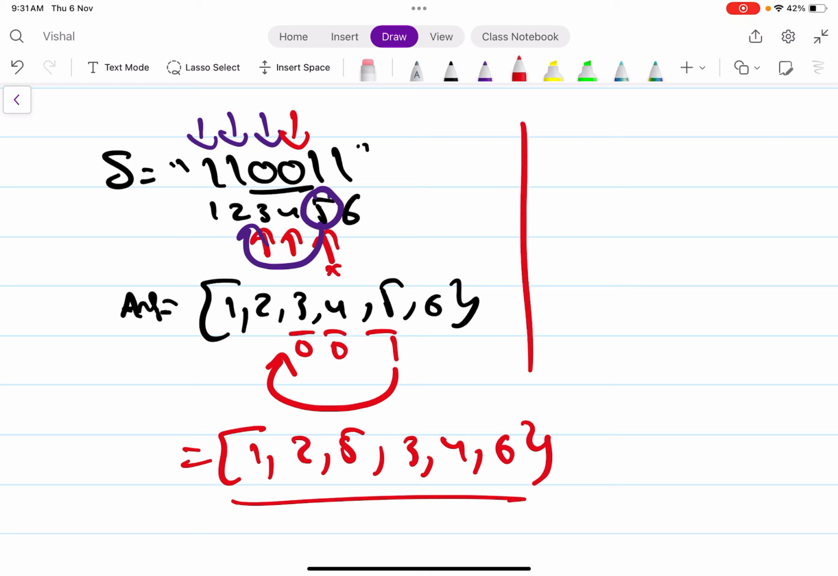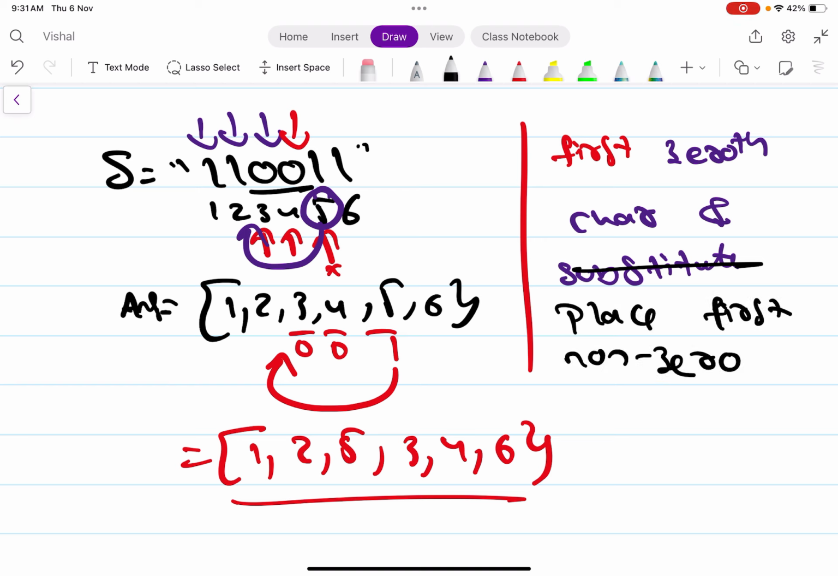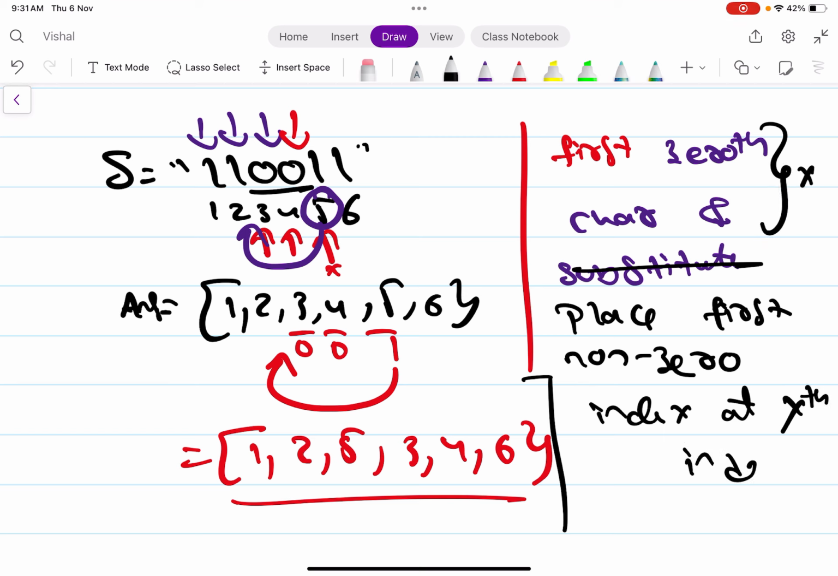So what am I talking about? Keep track of the first zeroth character and substitute, or substitute will be a wrong word, place the first non-zero index at x. I'm assuming this to be x, at the x index, and we are done.